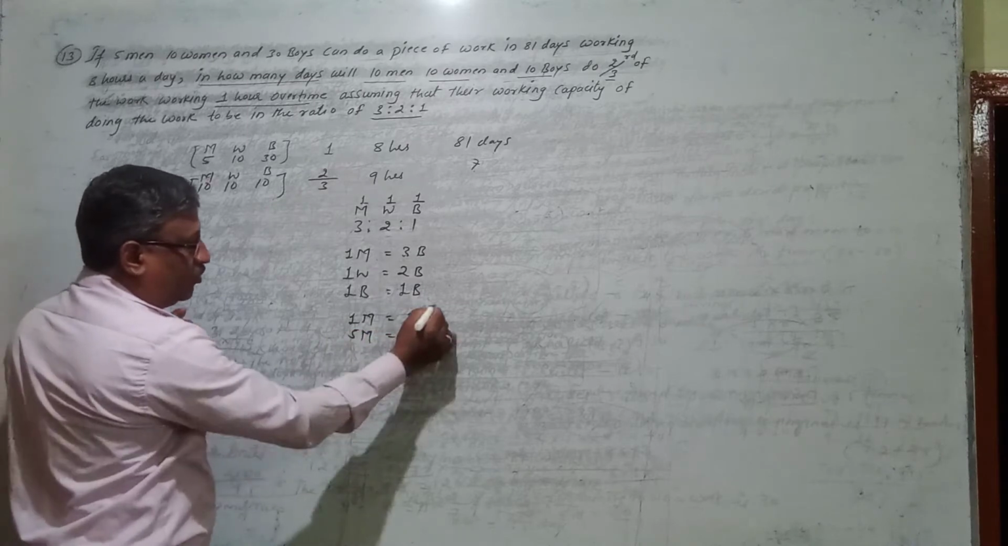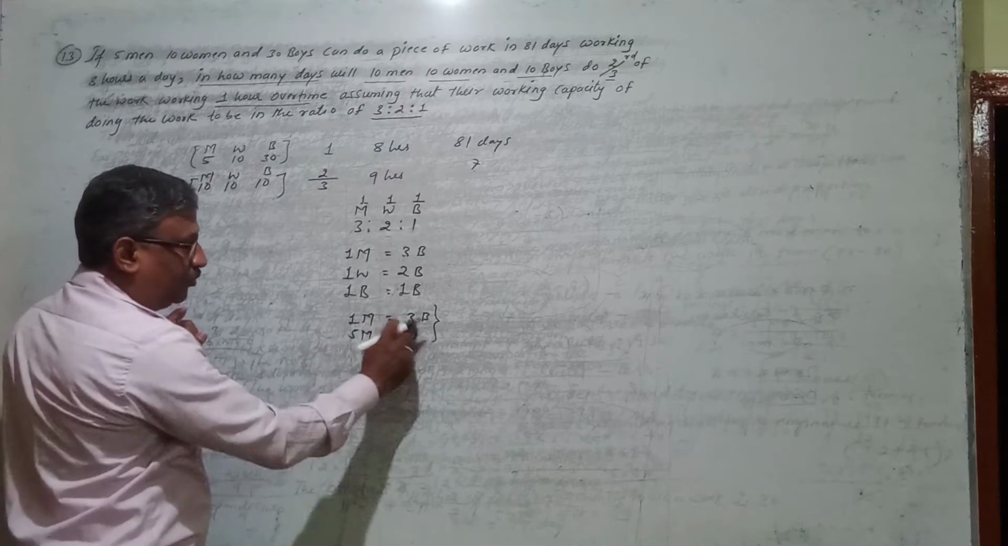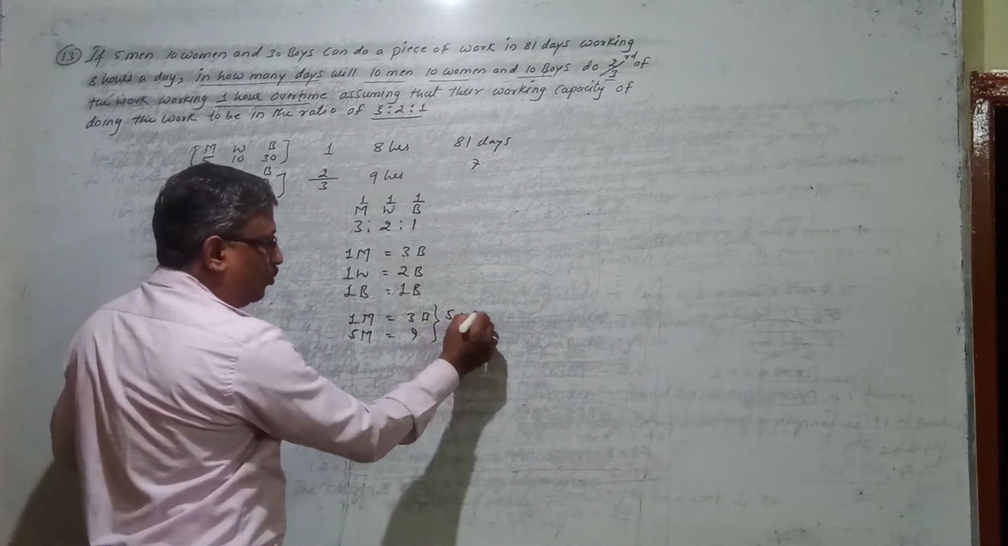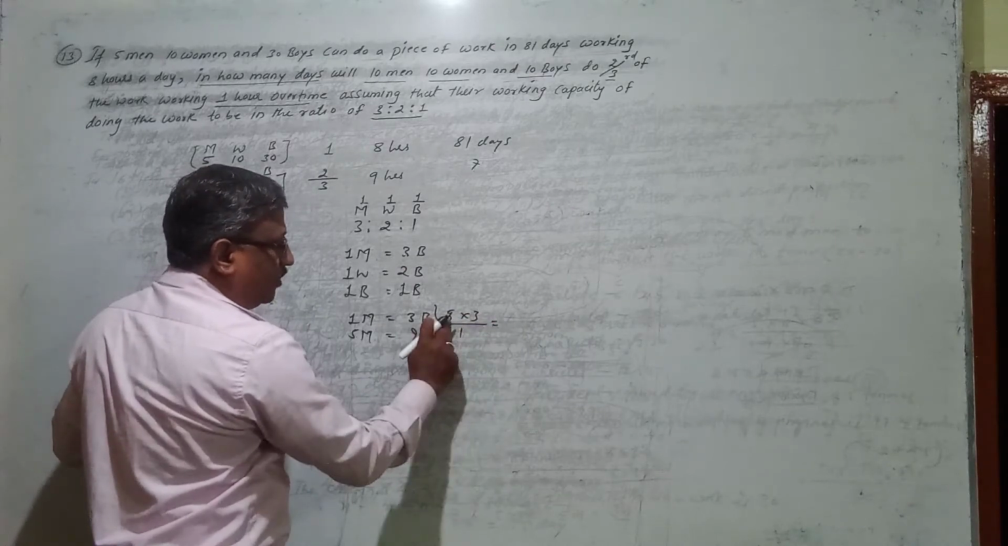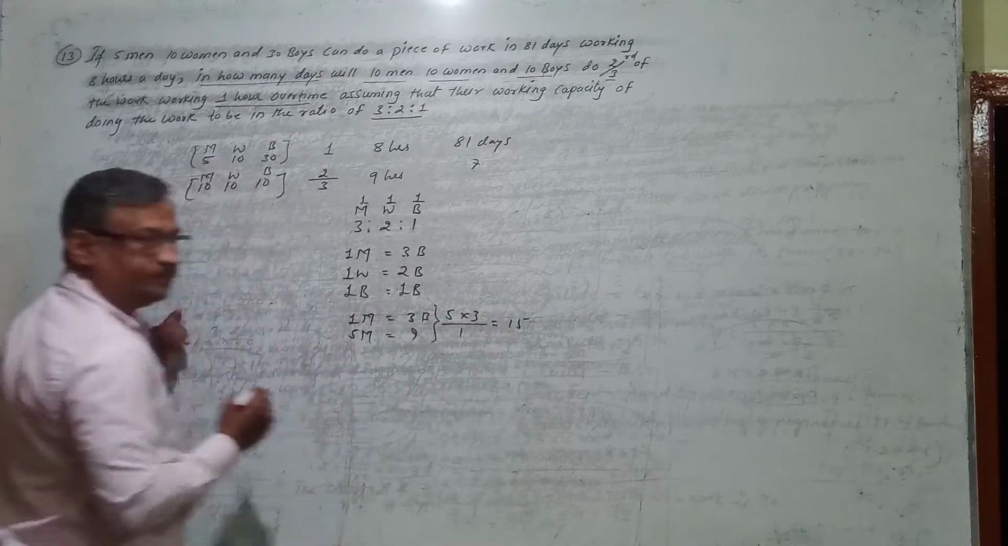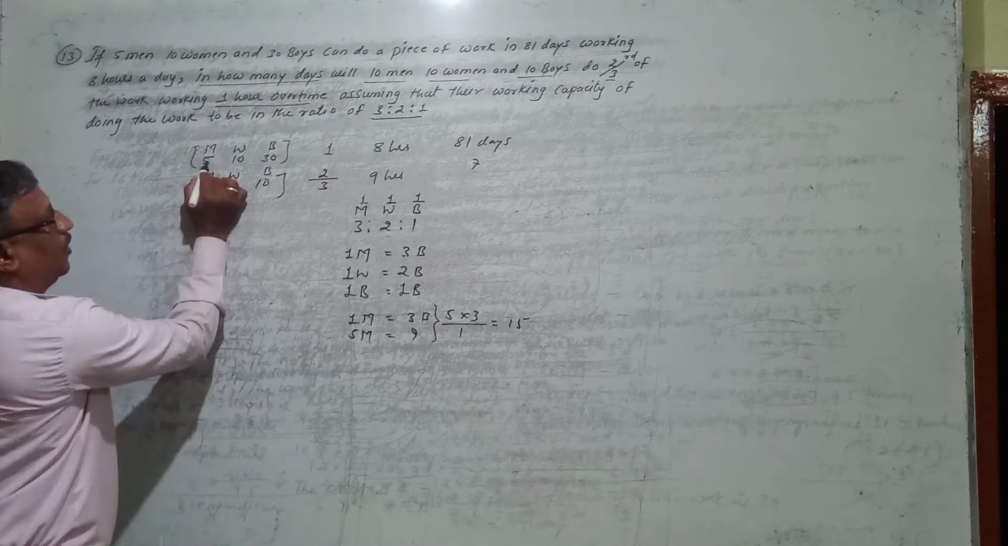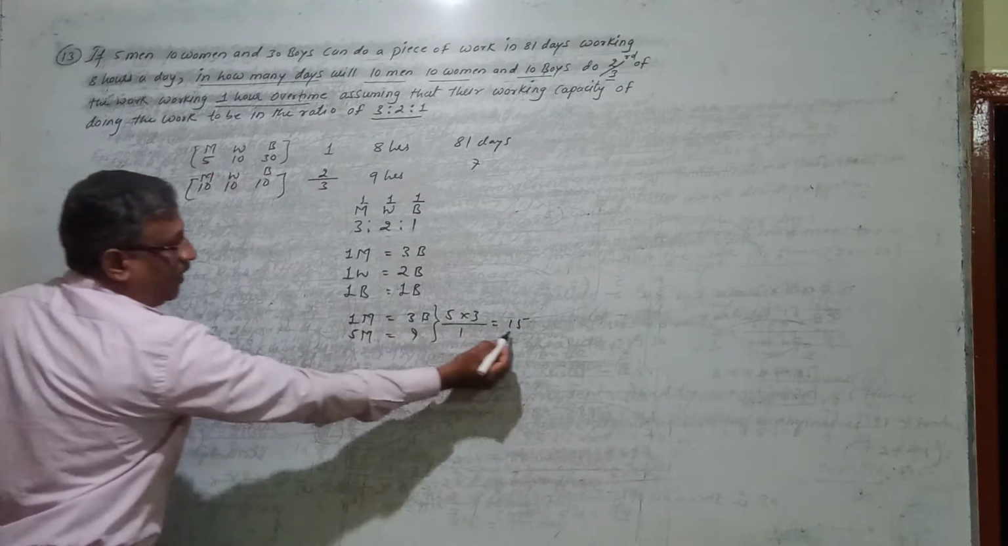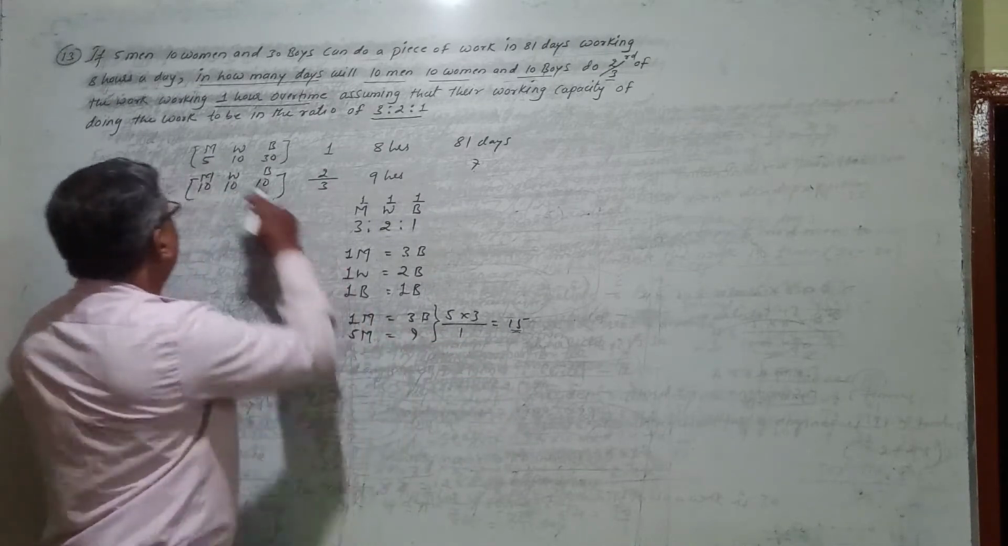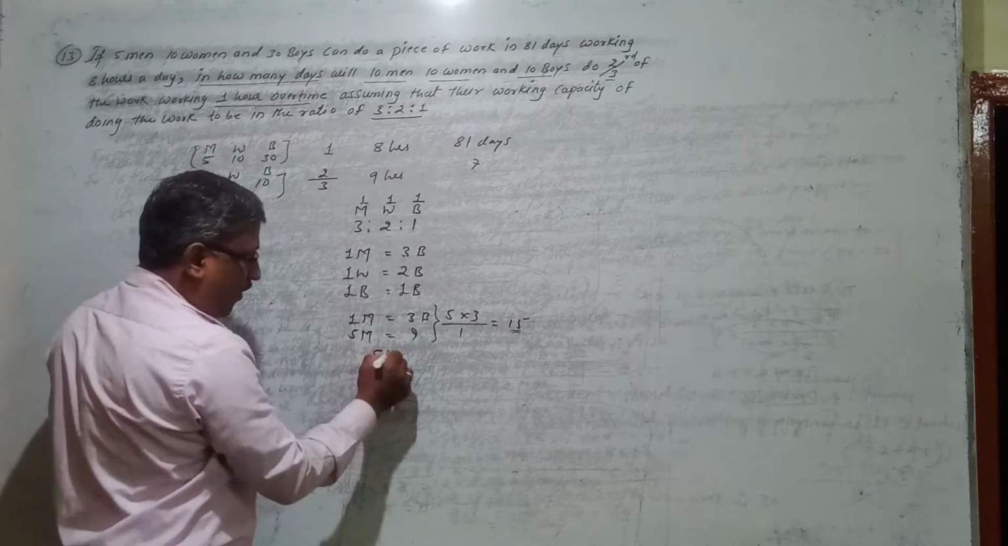5 men are equal to how many boys? So 5 into 3 divided by 1. Means it comes to how much? It is 15. Means if you don't want to employ 5 men, in that place you have to put, means we have got the capacity of 5 men.